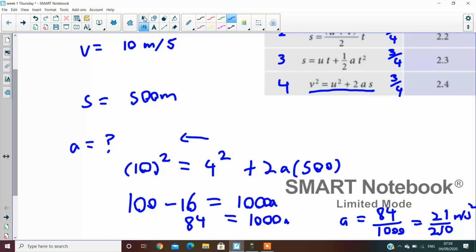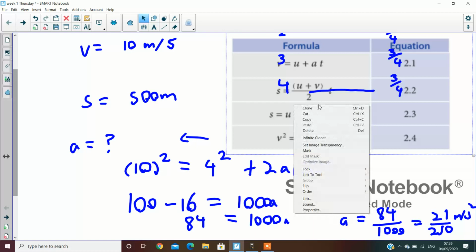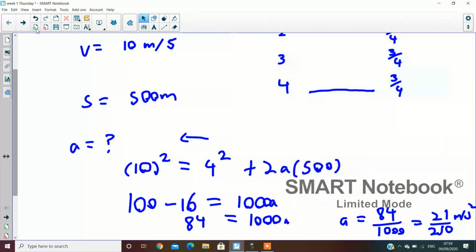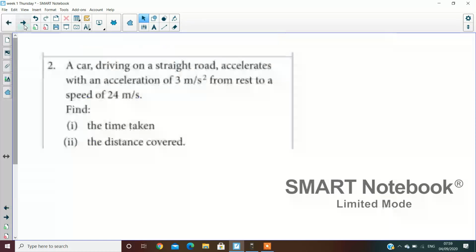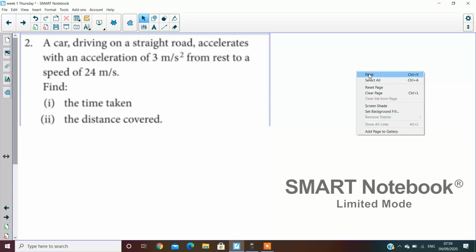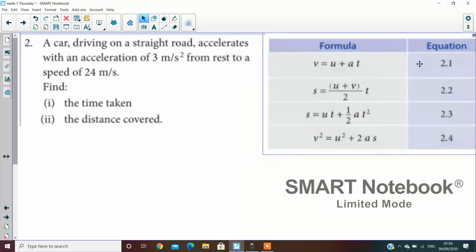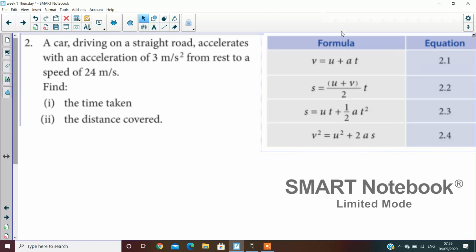All right. Next thing we're going to do is we're going to start off with these 4 formulas, okay? And we're going to look at one of the more formal questions on the board. So what you have here is a car driving on a straight road accelerates with an acceleration of 3 meters per second squared from rest to a speed of 24. Find the time taken and the distance covered. So at the start of each question, what we do is make a little list called UVAST.